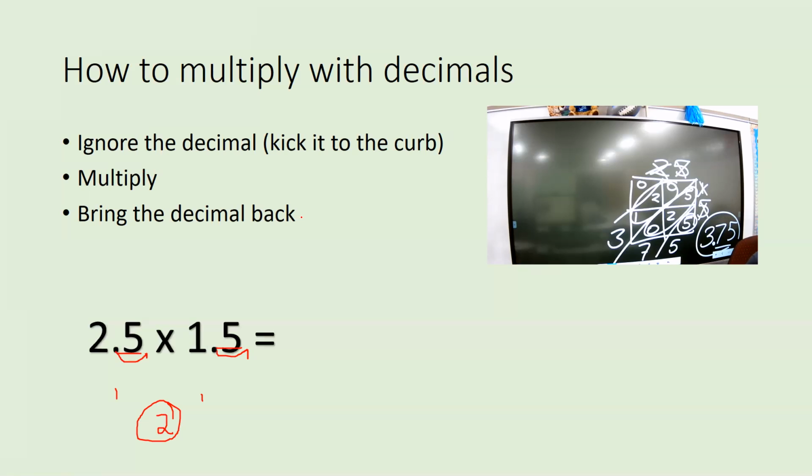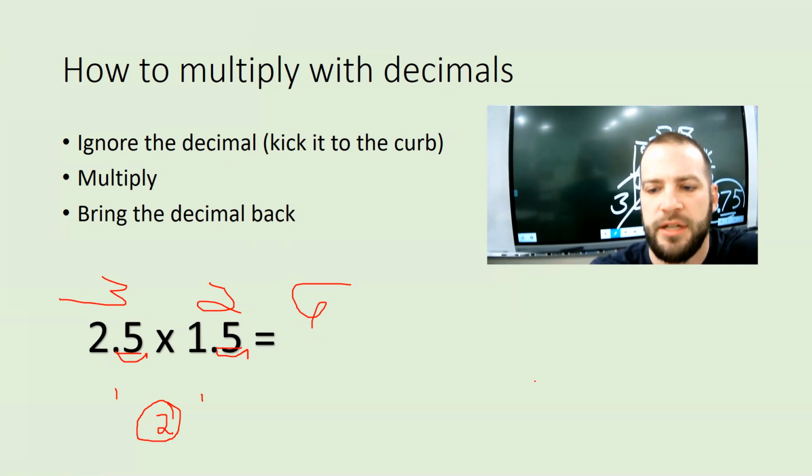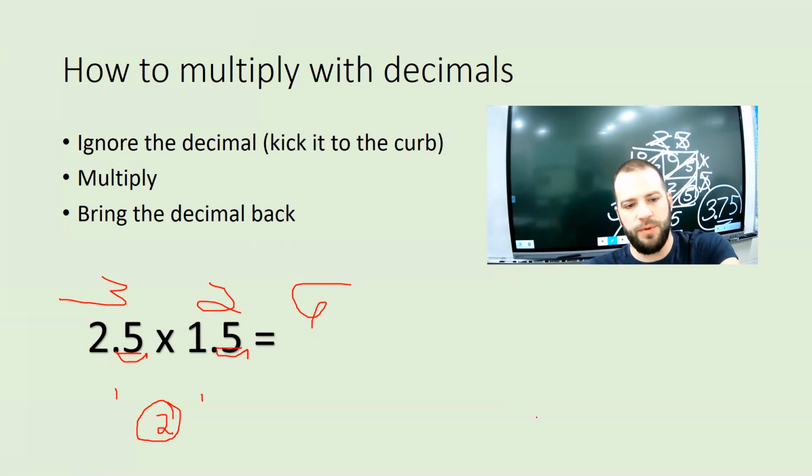That answer is 3.75. And then we just have to check to see if that makes sense. Does that make sense? Well, 2.5 is like 3. 1.5 is like 2. It's close to 3, and that's close to 2. And 3 times 2 is 6. Is 3.75 kind of close to 6? Yeah, it's smaller than 6 because when we estimated, we rounded both up.